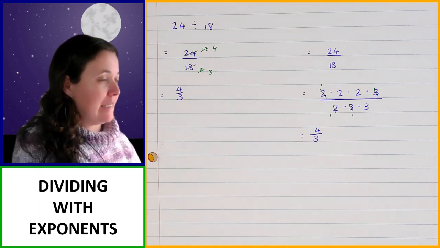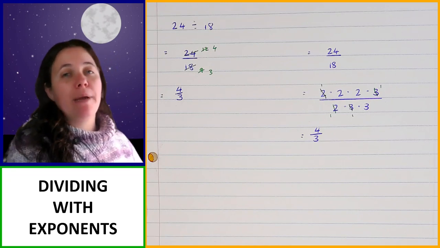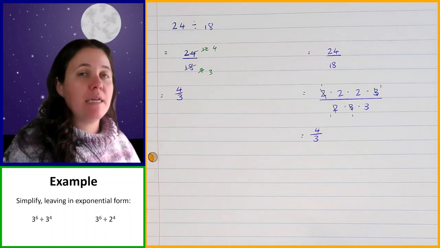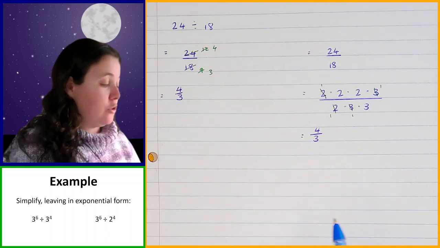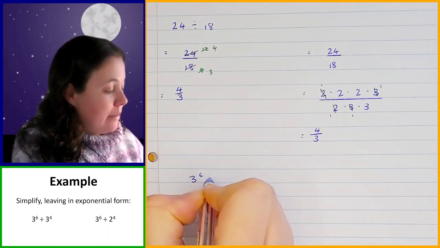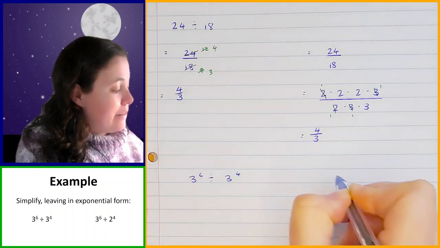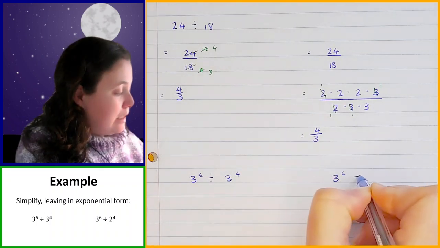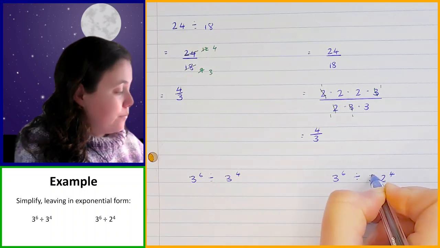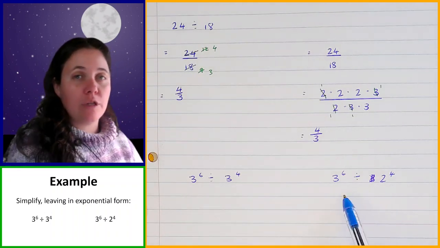Let's have a look at an example where we are dividing with exponents, and we're going to compare two where one of them has got the same base in the two powers and one of them has not got the same base in the two powers. So the first one we're going to do is 3 to the power of 6 divided by 3 to the power of 4, and the other one is 3 to the power of 6 divided by 2 to the power of 4. Okay, so this one, they've got the same bases, and this one, they have not got the same bases.